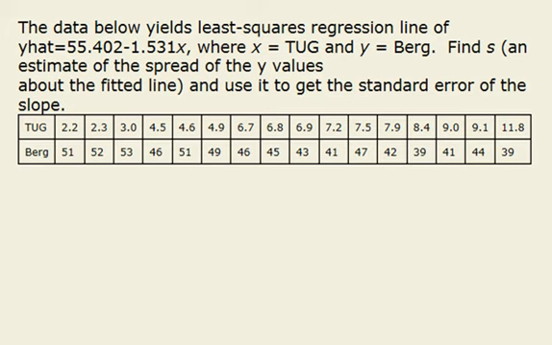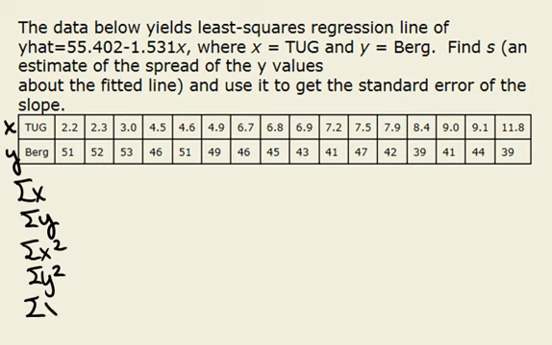So our x values are our tug scores, our y values are our Berg scores, and what we're going to need to do this problem is sums from our different x's and y's. So we need the sum of the x's, the sum of the y's, the sum of the x's squared, the sum of the y's squared, and the sum of x's times y's. So if you add up all of the tug scores from the first row, what you'll get for the sum of the x's is 102.8. If you add up the y's, you'll get 729.